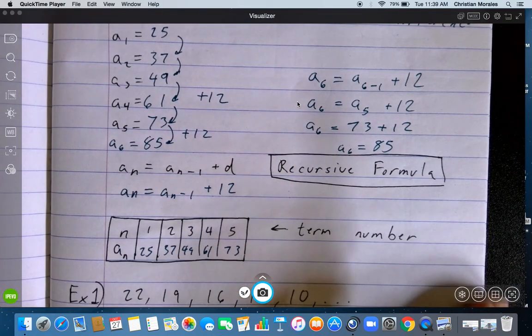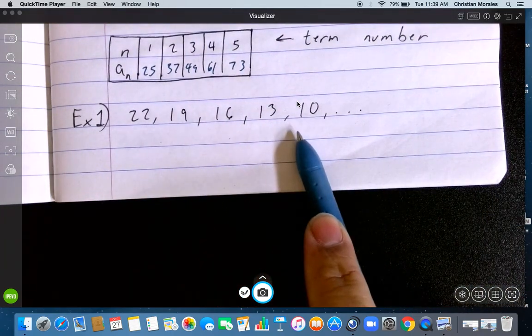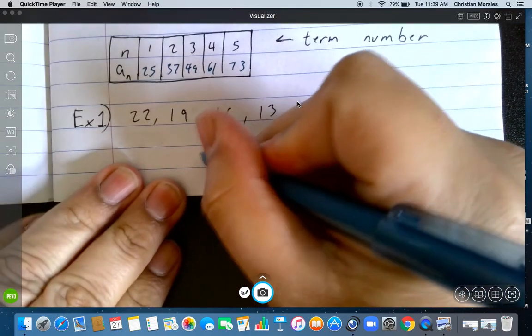Okay, so example number 1. Let's write a recursive formula for this. So remember the recursive formula?